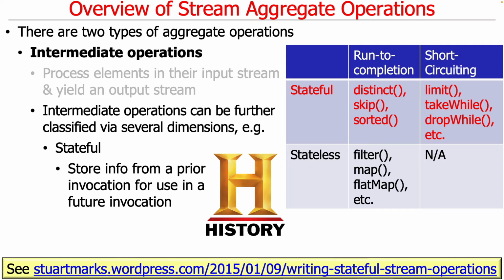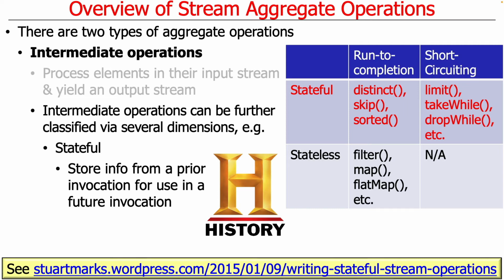And so only after that will you be able to sort. So state is important. And there's a couple other ones as well. Take while, drop while, limit. Those are examples of short-circuiting operations. We'll talk about them shortly. And then distinct and skip are also stateful.